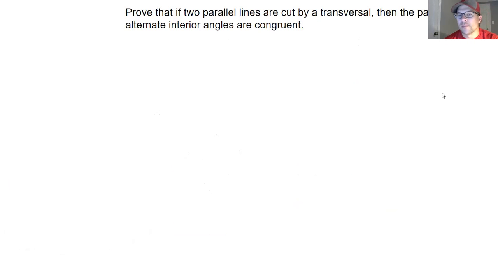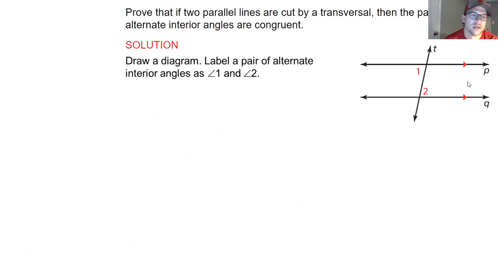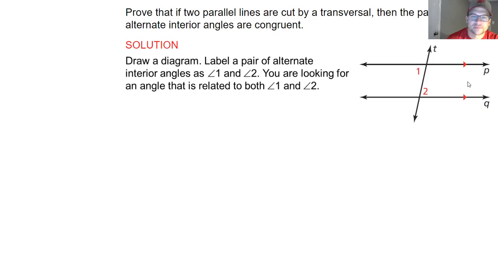Okay, so kind of working backwards now, proving that if two parallel lines are cut by a transversal, we're going to go ahead and first draw a diagram with two parallel lines. You can label them whatever you want. Line T is cutting lines P and Q. Label your pairs of alternate interior angles. You could use X and Y. You can use 1 and 2. It doesn't matter. So we're looking for an angle that is related to both angles 1 and 2.